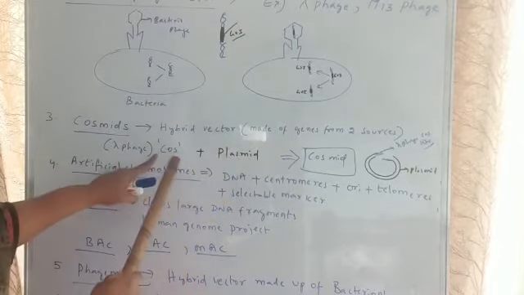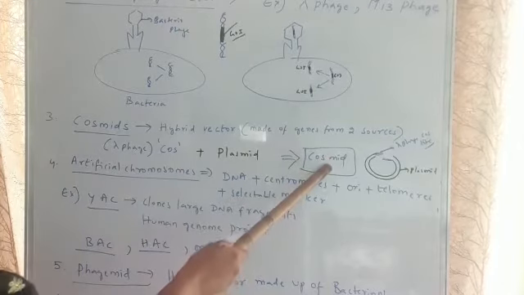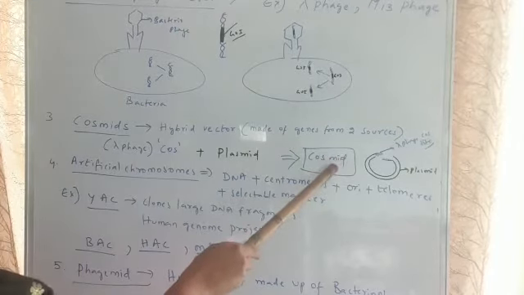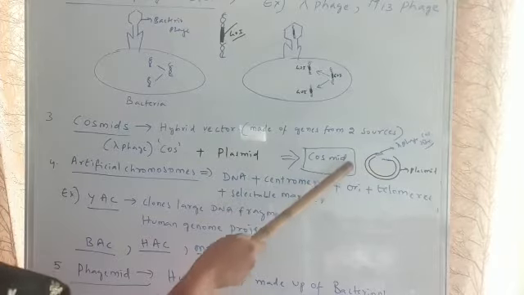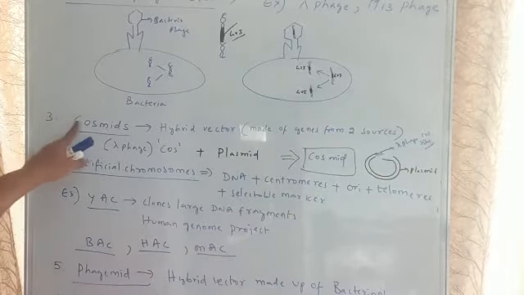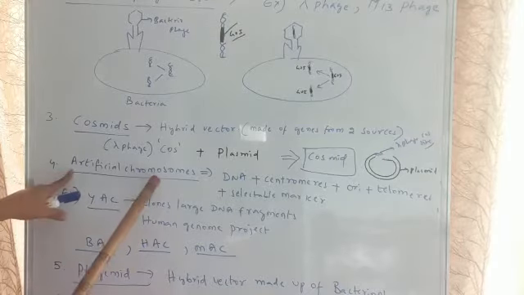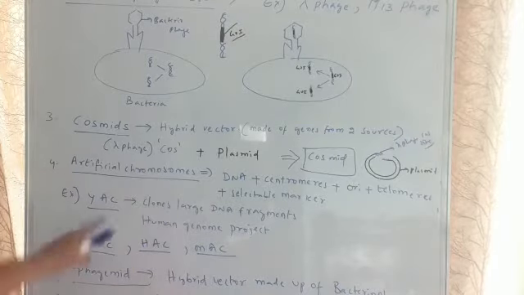So plasmid plus cos site is cosmid. Now cosmid is acting as a cloning vector. So to this cosmid we will be attaching the gene of interest. So this is about the next variety, which is cosmid. Let's go with the other type of the cloning vector, which is artificial chromosomes.